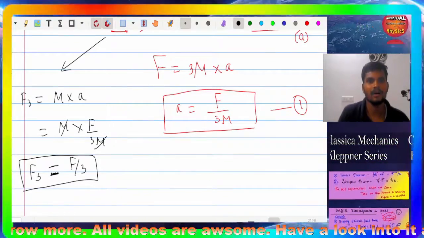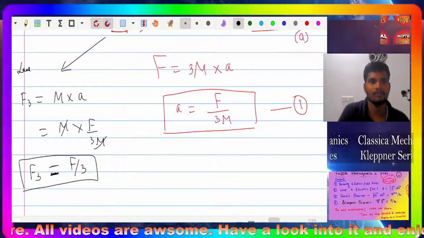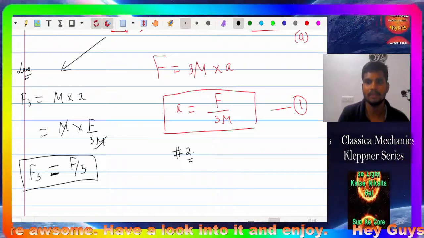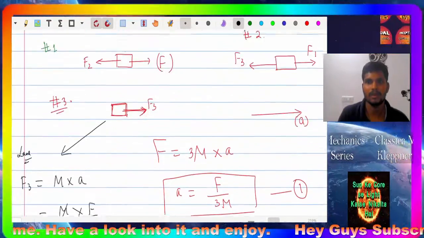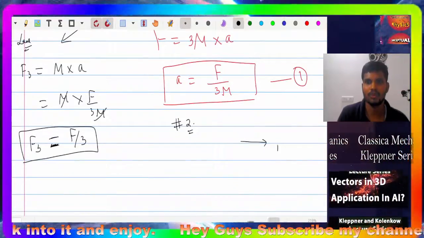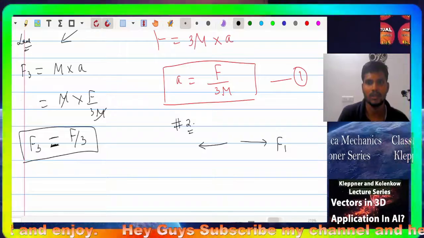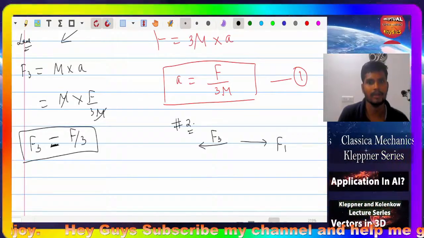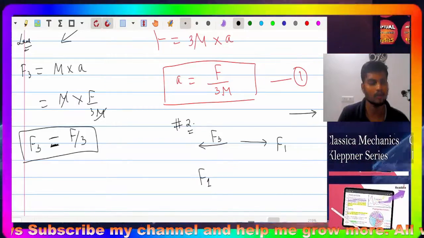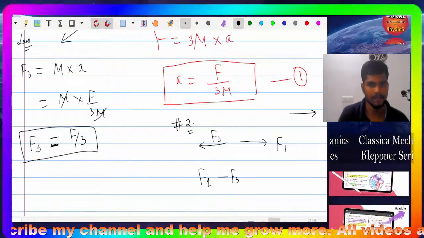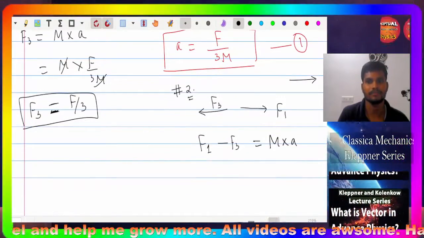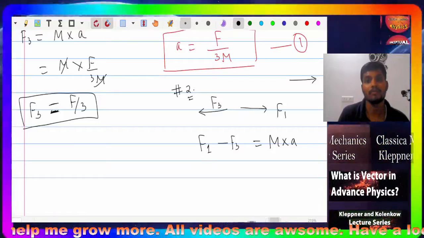Now let's see. So that was the second law. Let's see what happens to coach 2. Now we have seen that there is a force. Here we see there is a force acting because of coach 1. So coach 1 is pulling this side, and because of coach 3 there is a force F3 acting on it, because now everything is moving in this direction. So we can write F1 minus F3 is equal to m into a, where m is the mass of the second coach.